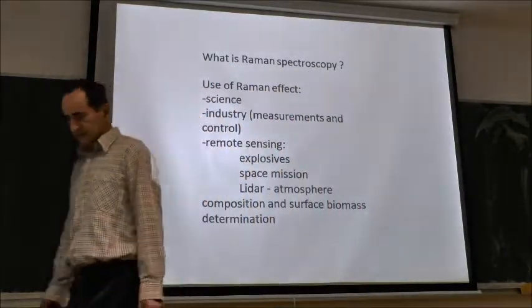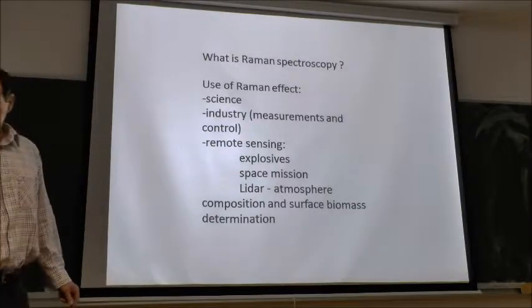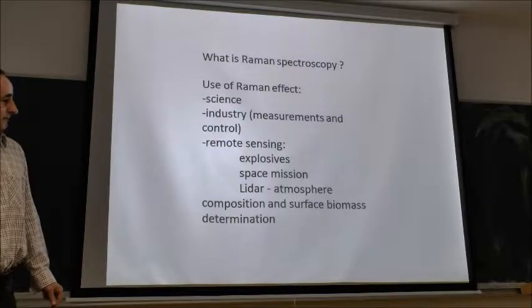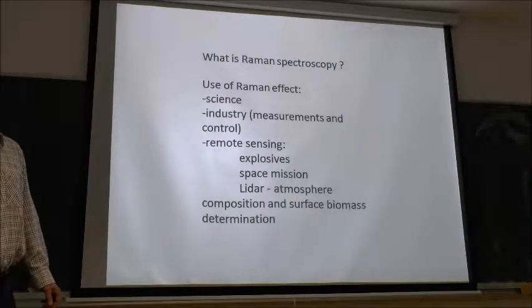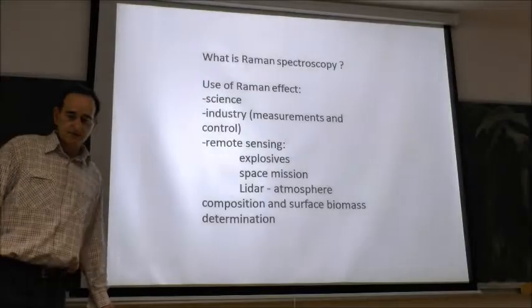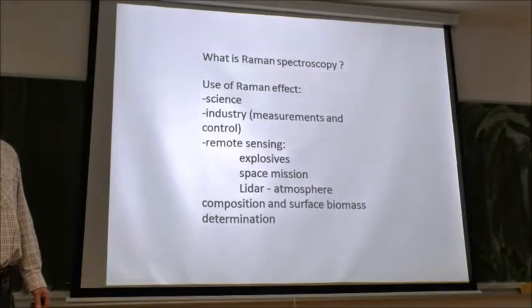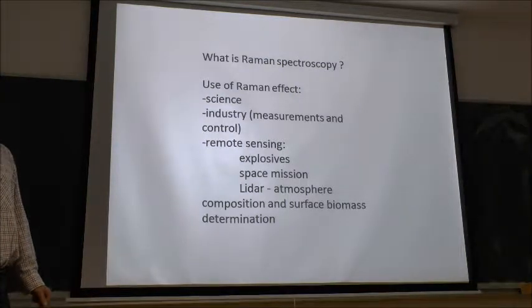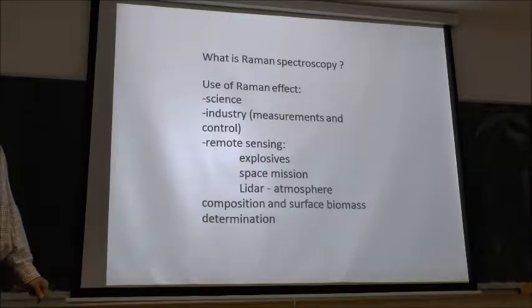This is the instrumental method by which we can extract information about vibrational properties of molecules and materials. So the Raman effect is used in science, especially materials science, then in industry, where you can measure and control processes, and in remote sensing. This has been extremely popular in the last 10 years. So you can measure the composition of matter from 7 or 10 meters distance. Such spectrometers are useful also for space missions.